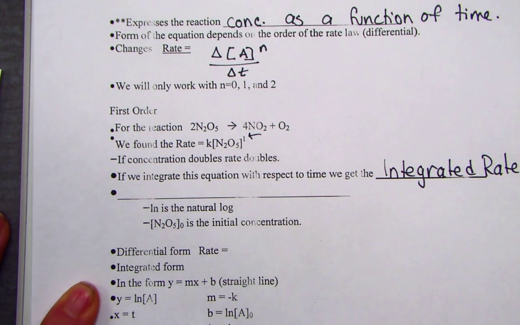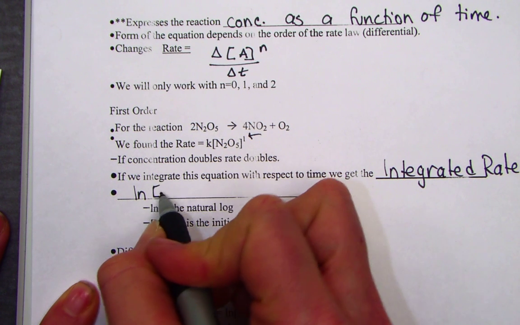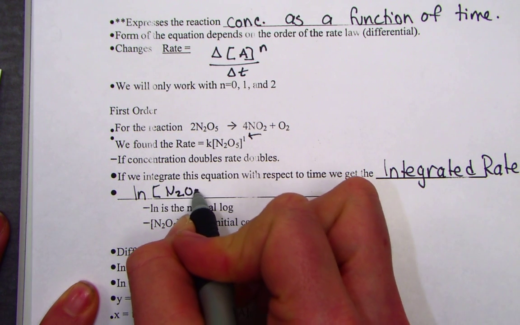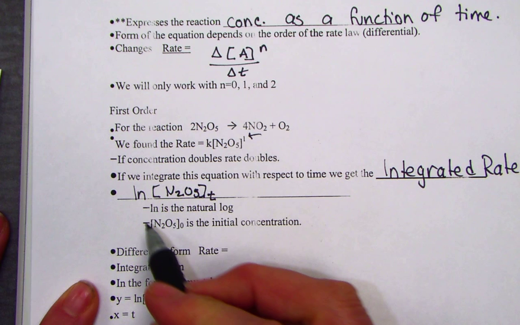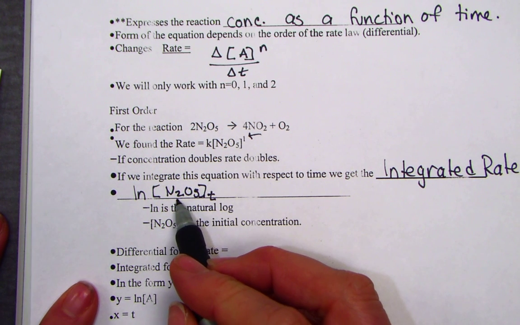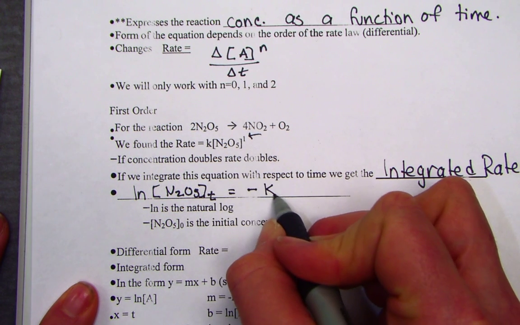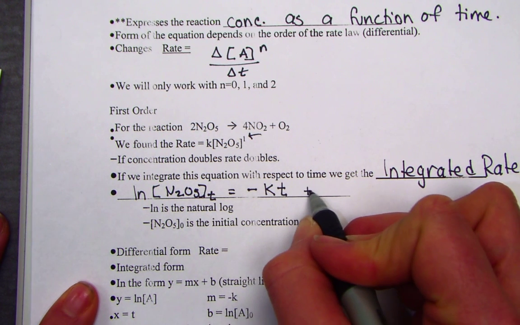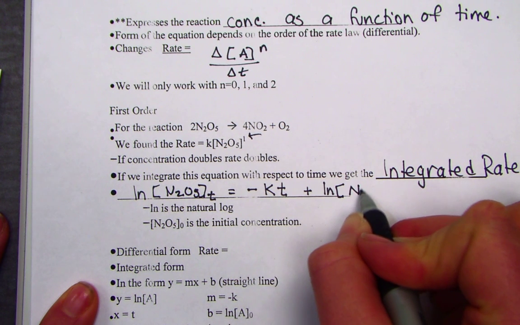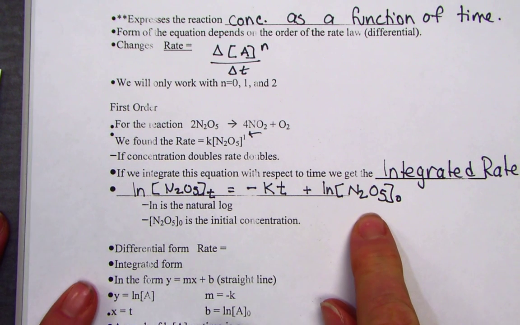We do not need to memorize these. The equation sheet is there for your convenience. When we integrate, we get the form where ln stands for the natural log of our reactant, N2O5, at any point in time of our reaction. The natural log of the concentration of N2O5 at a point in time is equal to negative K, the rate constant, times t, where t stands for time, plus the natural log of the concentration of N2O5 at time 0, the initial amount provided to us.